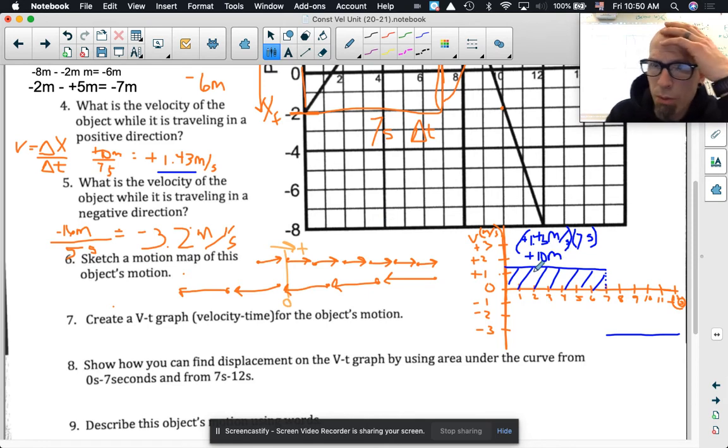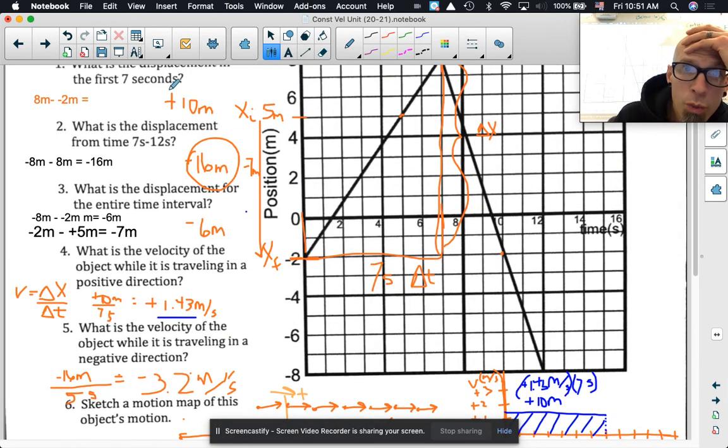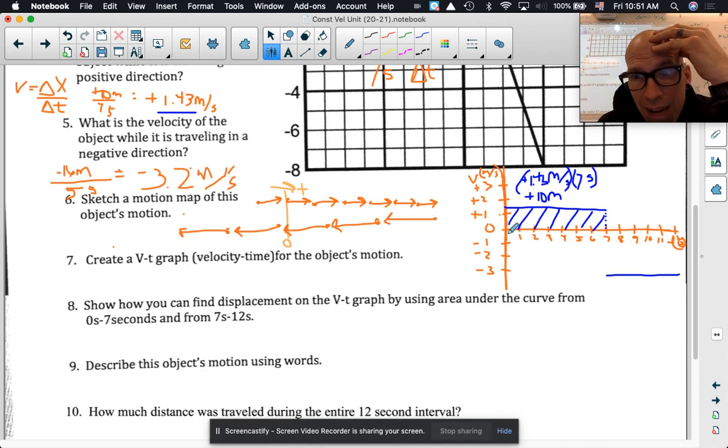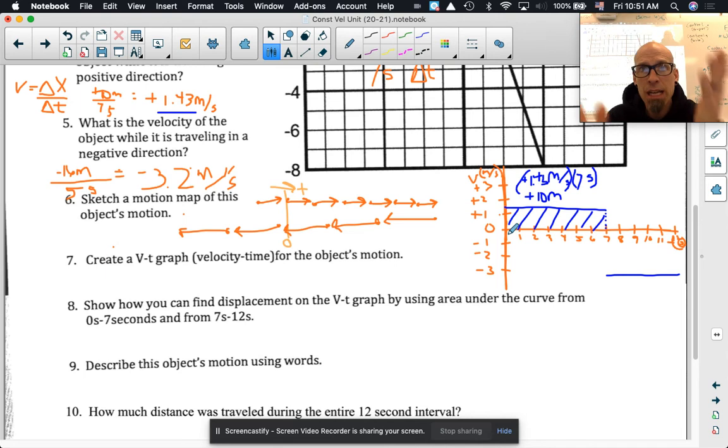Wait a minute. Isn't that what we already said? Yes, right here. We said the displacement during the first 7 seconds is 10 meters, which is the same thing as the area under the curve, because area under the curve is displacement. It's the velocity value, the height, times the width, the time value, and that's how far you went, displacement. And you were supposed to do the same thing over here.